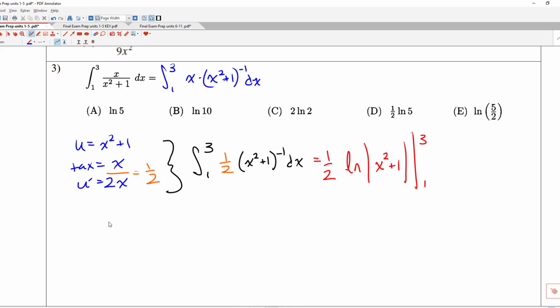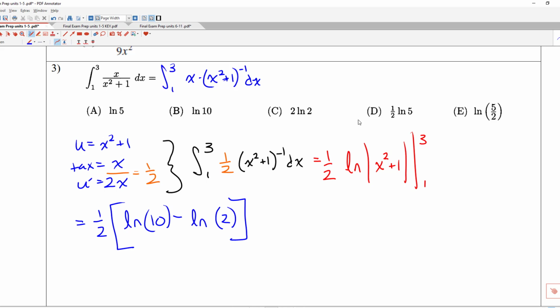When I plug in 3 first, that's going to be equal to, 1/2 is going to be on the outside. I'm not going to worry about that anymore. I'm only going to be worrying about this natural log. So it's going to be natural log of, when I plug in 3, it's 9 plus 1, which is 10. So natural log of 10. I can drop the absolute value because that's a positive. Then I'm going to subtract natural log of whenever I plug in 1. 1 squared plus 1 is 2.